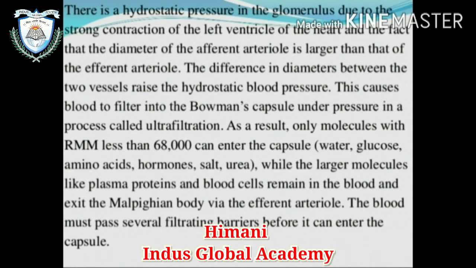As a result, only molecules with RMM less than 68,000 can enter the capsule, like water, glucose, amino acids, hormones, salt, urea, while the larger molecules like plasma protein and blood cells remain in the blood and exit the Malpighian body via the efferent arteriole. The blood must pass several filtering barriers before it can enter the capsule.